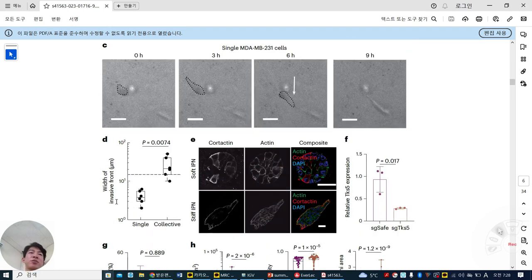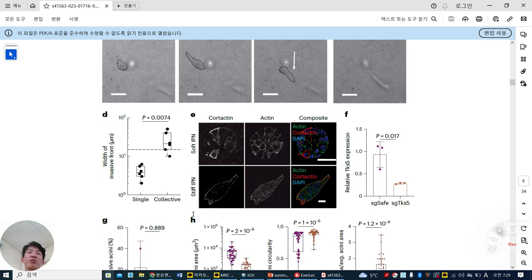And then they are checking widths of invasive front. Absolutely, single cell have narrow widths compared to collective cell. But they are making their invasive front. Now, this invasive front can be confirmed once again by soft and stiff. Here, soft, stiff. This cortactin and actin. As you know, cortactin is important for marker of cell contractility. The cortactin is accumulated in edge, in stiff condition.